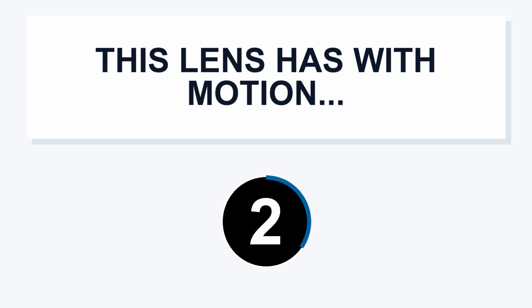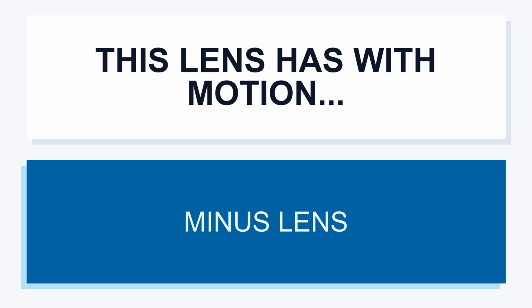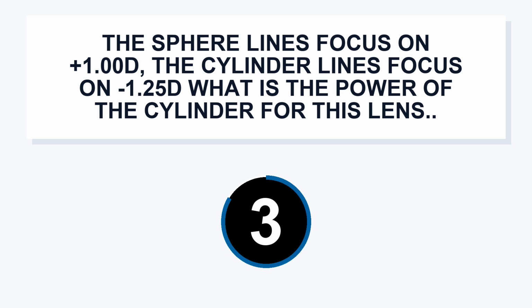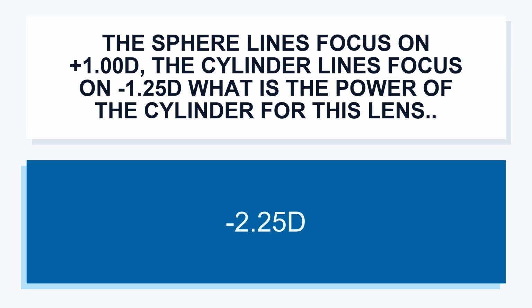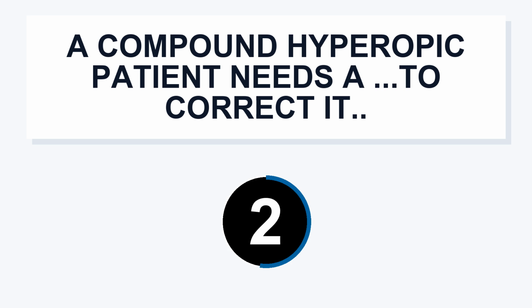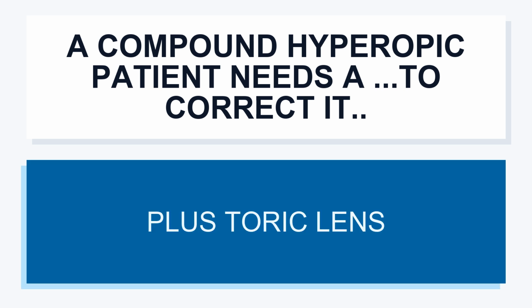This lens has with motion. Minus lens. The sphere lines focus on +1.00 D, the cylinder lines focus on -1.25 D. What is the power of the cylinder for this lens? -2.25 D. A compound hyperopic patient needs a, to correct it. Plus toric lens.